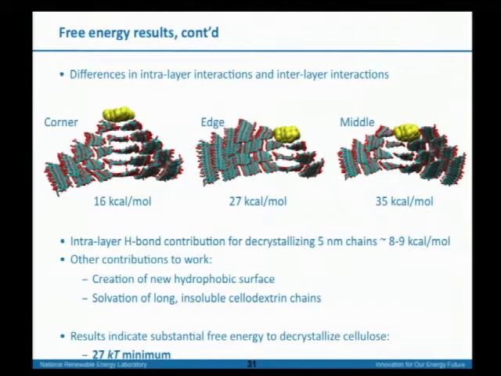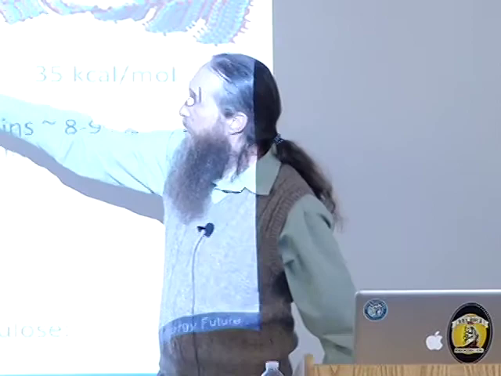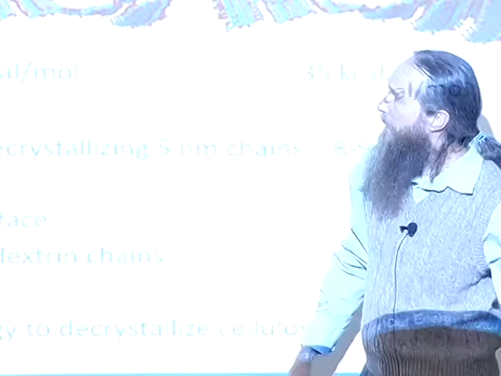One of them is get the chain out of the surface. And these are the answers we got there. The differences are significant when it comes to pulling it out. Now this is 35 kcal, or the 27 is the one we're more interested in. Because see, once this edge is gone, what you're left with is two edges here. And so we're guessing that edges are the thing that these enzymes work on.